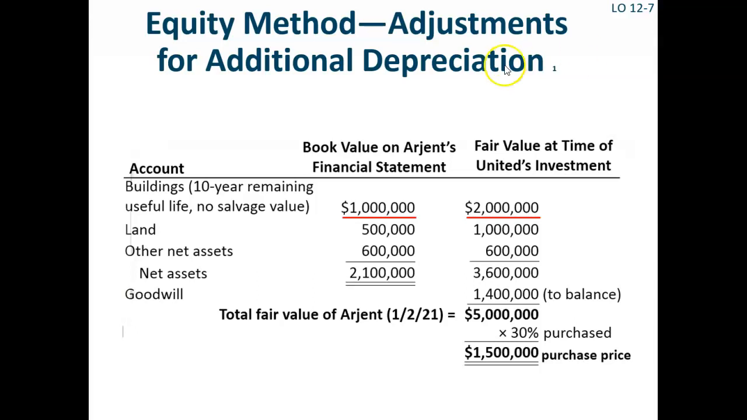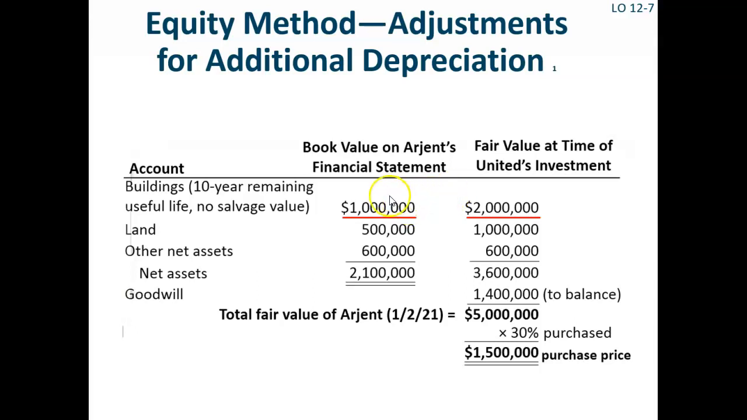Fair value of the buildings, $2 million, minus book value of the buildings, $1 million, equals $1 million of fair value excess over the book value. United's 30% share of the excess equals $300,000. $300,000 divided by 10 years equals $30,000 of additional expense per year.